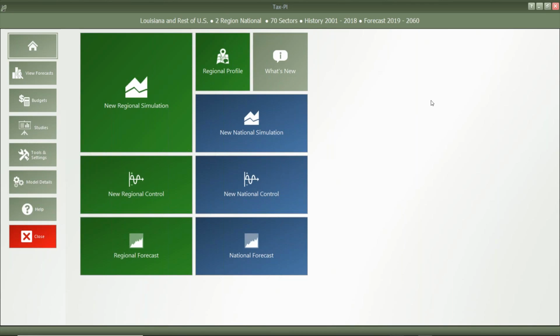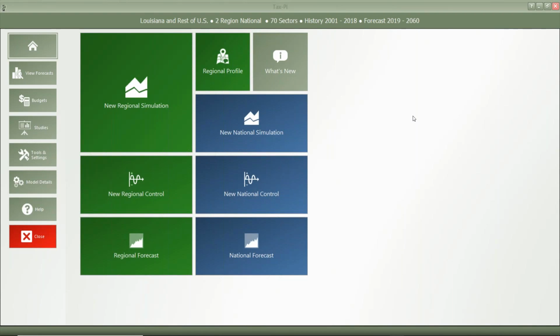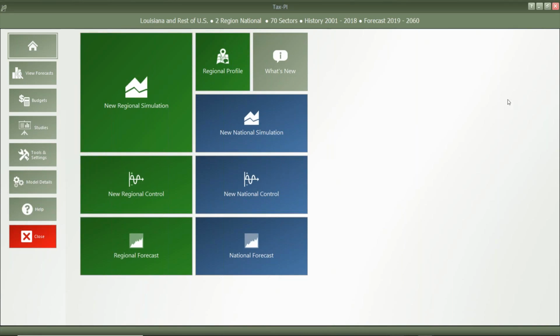So now we are looking at our Tax PI product interface. Here it's a very clean and nice looking interface, and we have both the national and regional control, which will serve as a baseline forecast for our simulations.